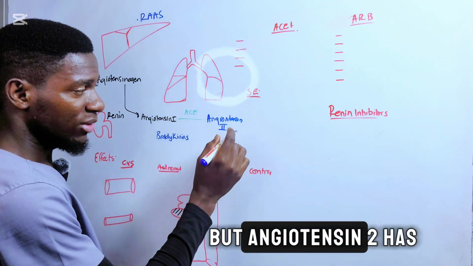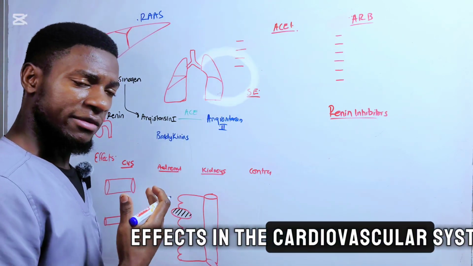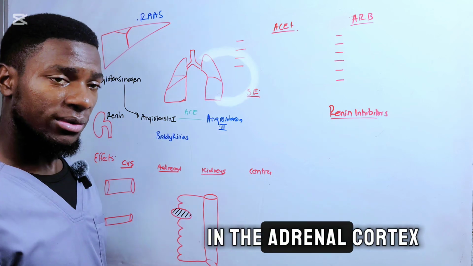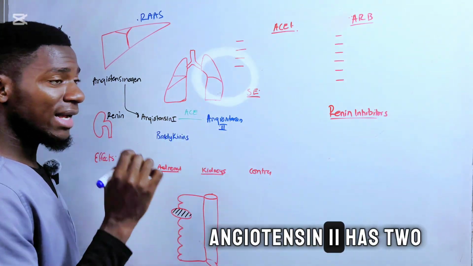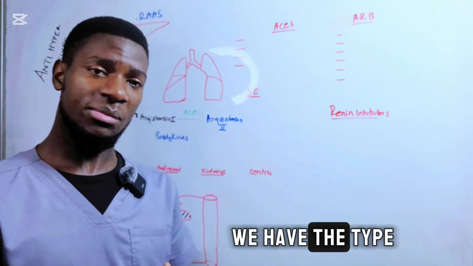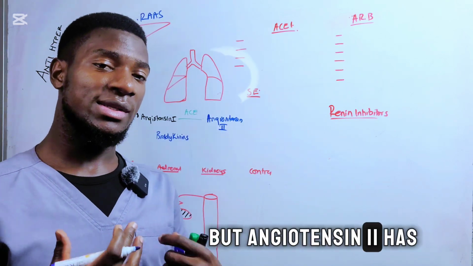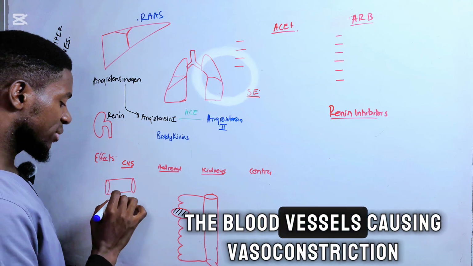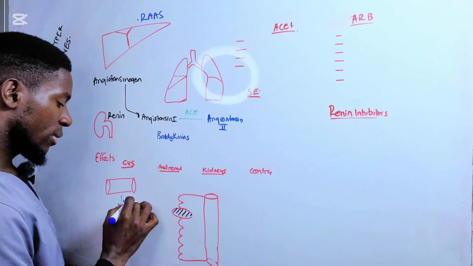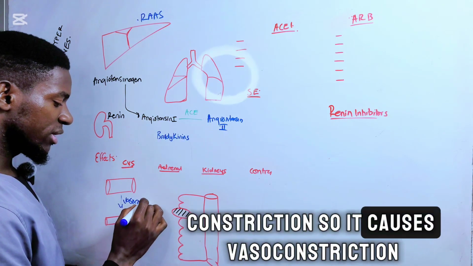But angiotensin 2 has effects in the cardiovascular system, in the adrenal cortex, and also in the kidneys. What are these effects? Angiotensin 2 has two types of receptors. You have the type 1 and type 2, but angiotensin 2 has a higher affinity for type 1 receptors, and they bind onto the blood vessels, causing vasoconstriction. So it causes vasoconstriction.